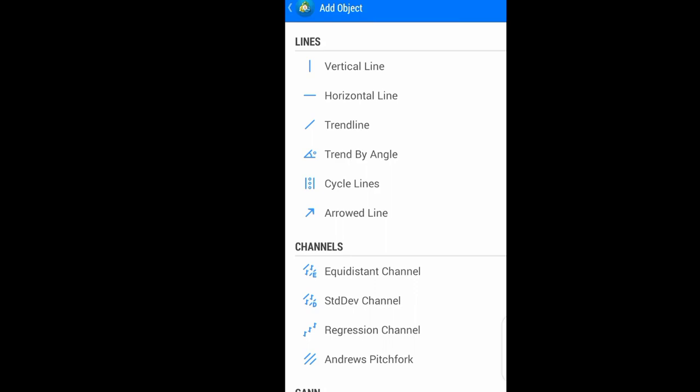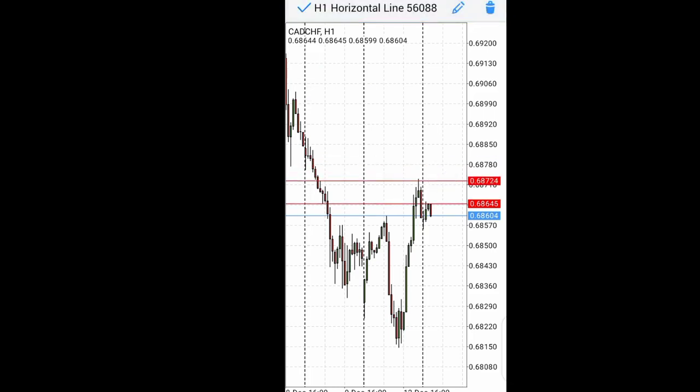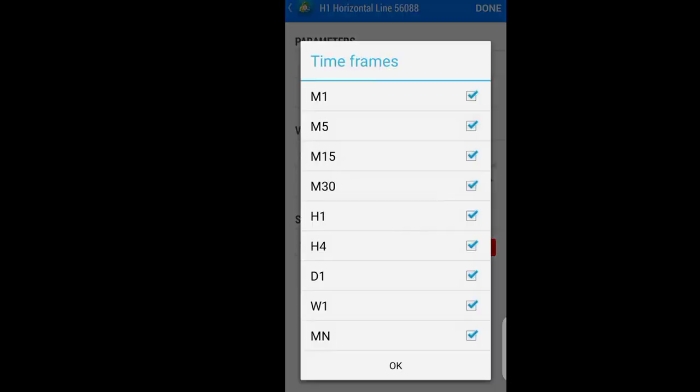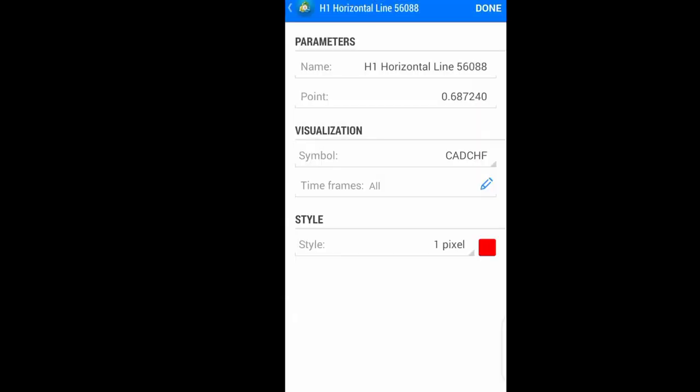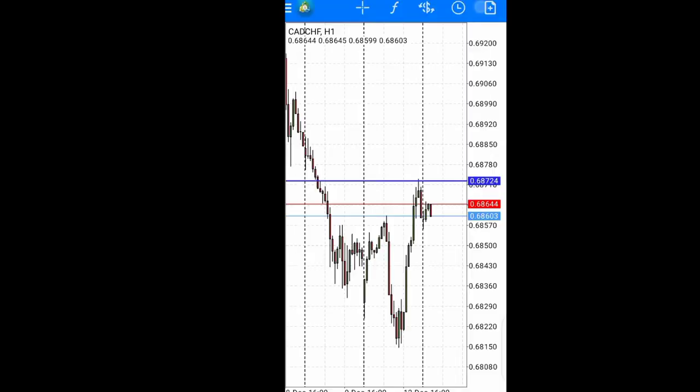I can place a horizontal line. I can place a vertical line. This is a horizontal line. I can increase the thickness of the line. I can select the time frames that the line will show. Then I can increase the thickness of the line, I can make it thicker. I can also change the color of the line. Okay, this is the line.